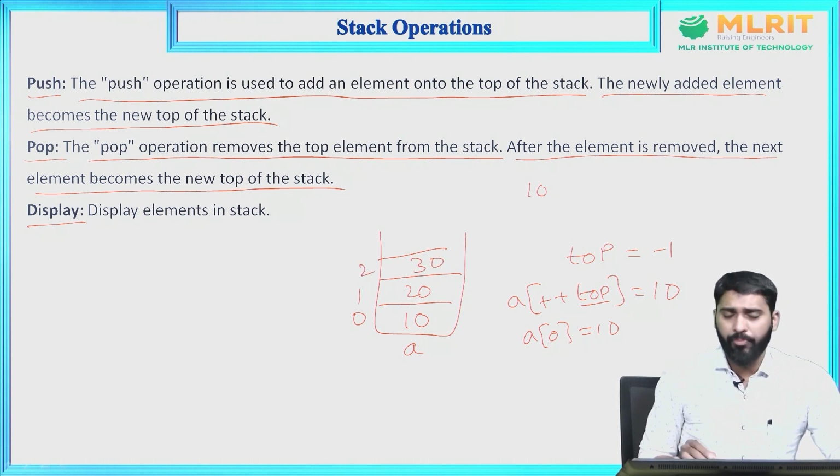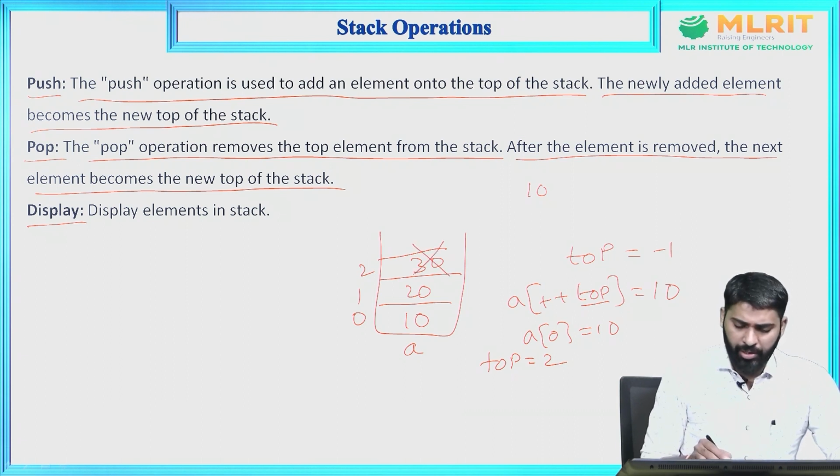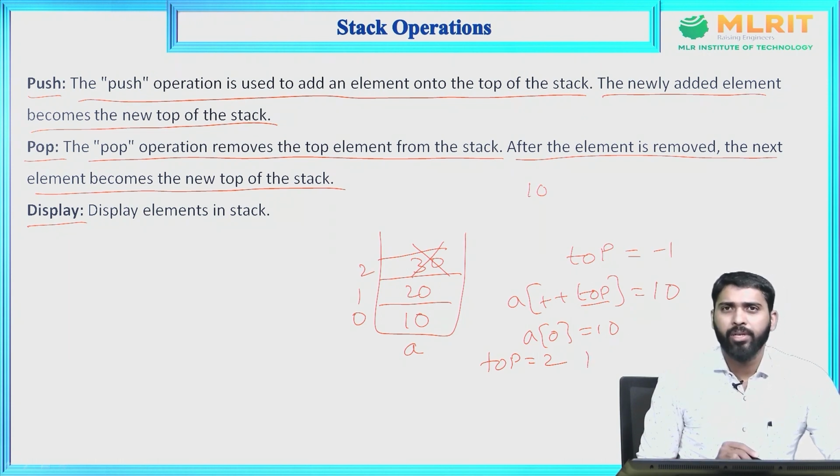Now what is the top value? Top equals 2. Now if I try to delete, the last inserted element 30 will be deleted and the top value becomes 1. So top minus minus. Okay.